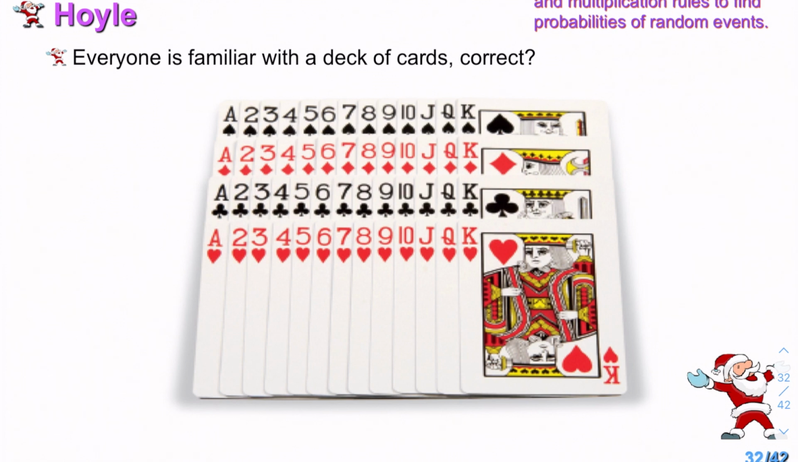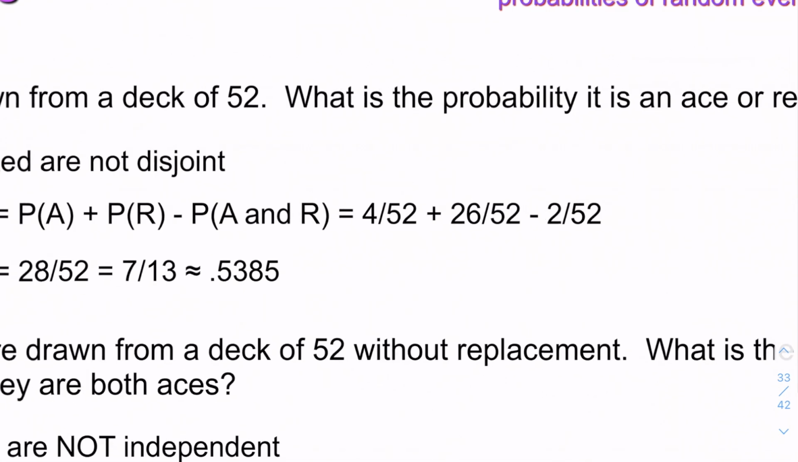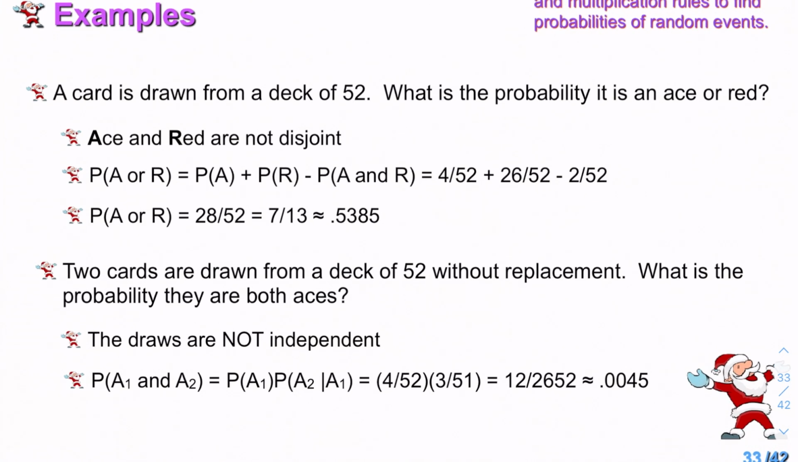Last thing. Everyone's familiar with a deck of cards, correct? So a card is drawn from a deck of cards that has 52 in it. What's the probability it's an ace or red? Well, there's 4 aces, there's 26 red cards, and there are 2 red aces. So in order to find that probability, we take 4 plus 26, which is 30, subtract 2, which we get 28 out of 52, or 7 out of 13.